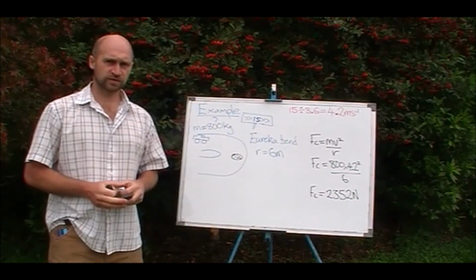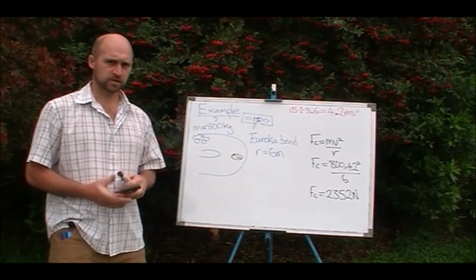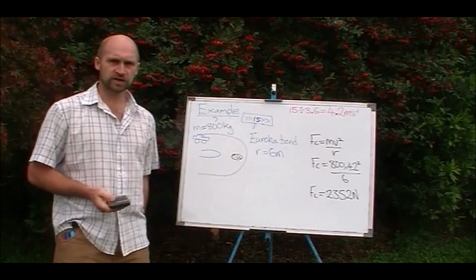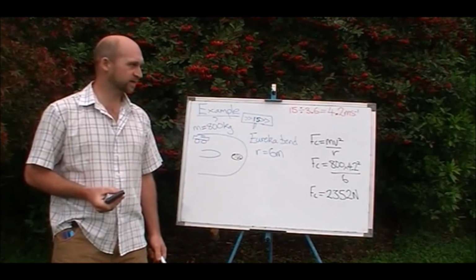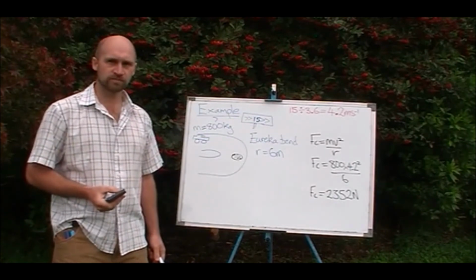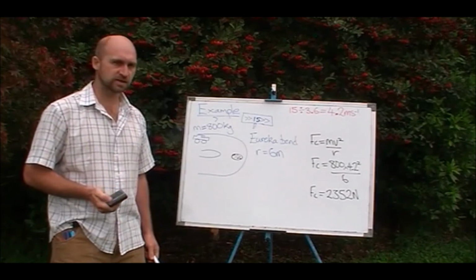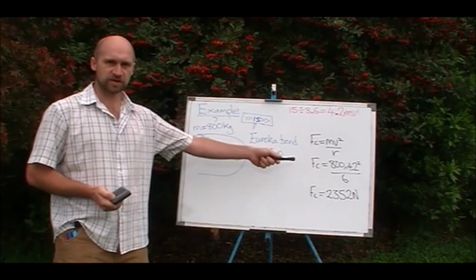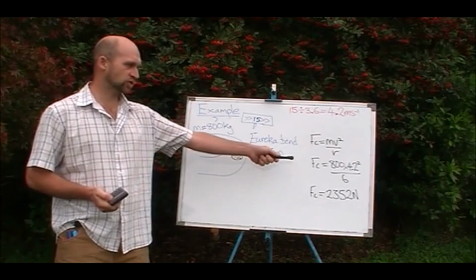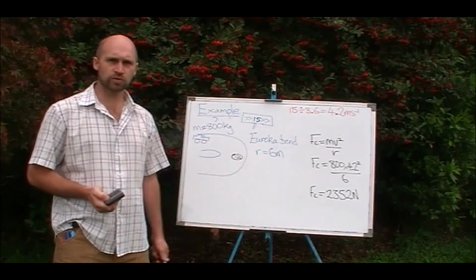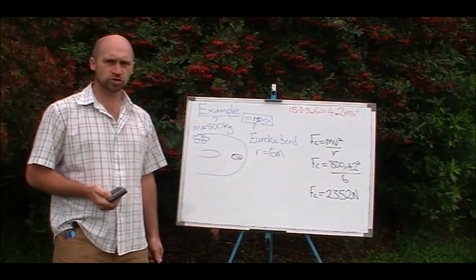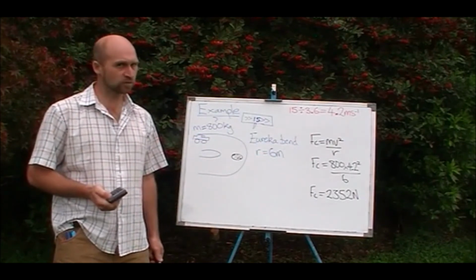Hopefully things worked out for you like they did for me. I started by converting that 15 kilometers per hour into meters per second by dividing by 3.6, and I got 4.2 meters per second is the speed. Then I slapped the numbers into the equation. 800 times 4.2 squared over 6 came out with 2352 newtons.